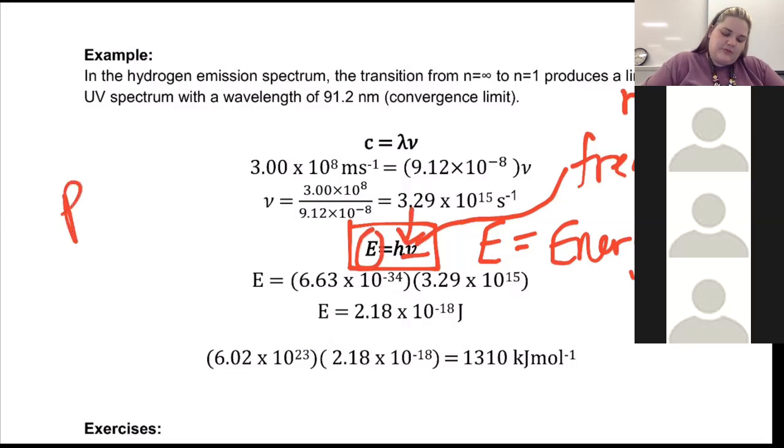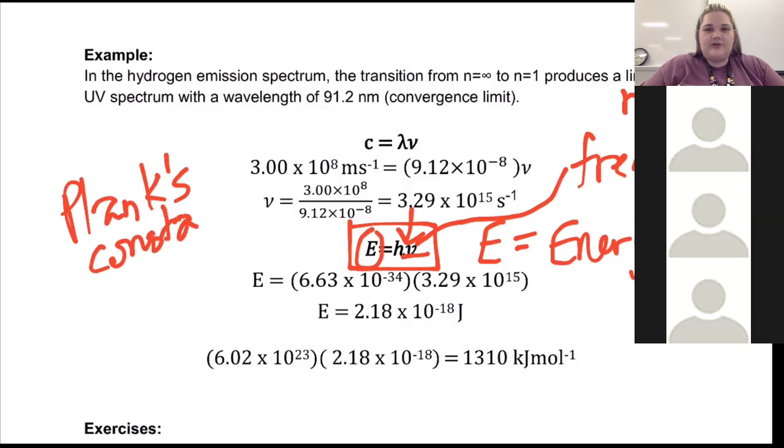Again, the videos on Canvas go over each letter in these equations. Planck's constant is H, and it is always this number right here. It does not ever change. It's in your data booklet that you use on your exams for IB, so you don't need to memorize that number. You don't even need to memorize these equations because they're both in the data booklet as well. You just need to know how to use them and when to use them.